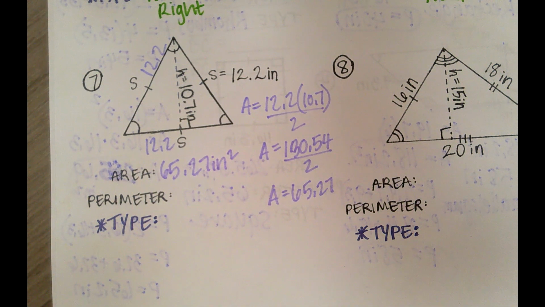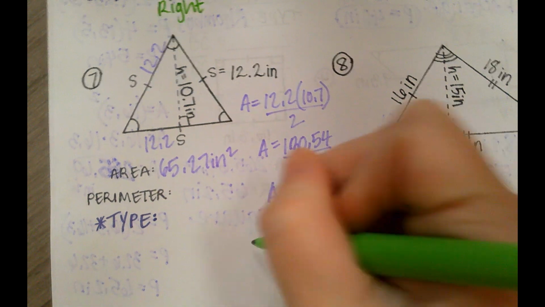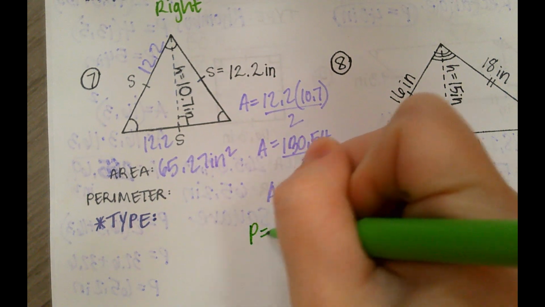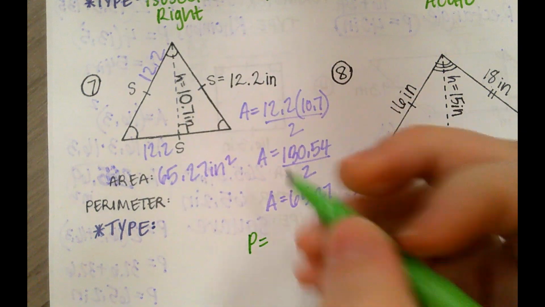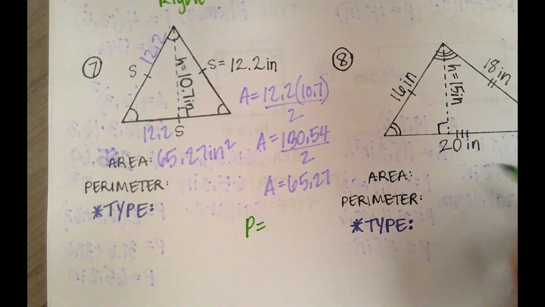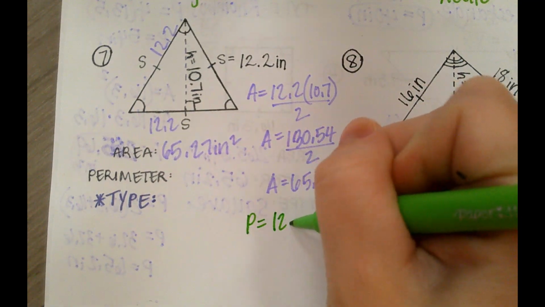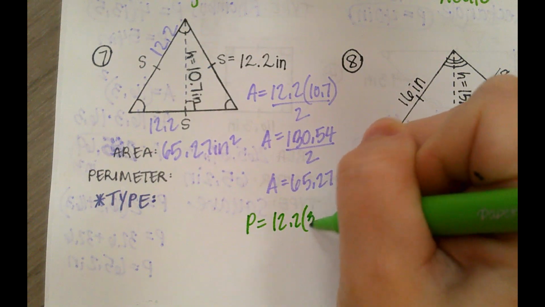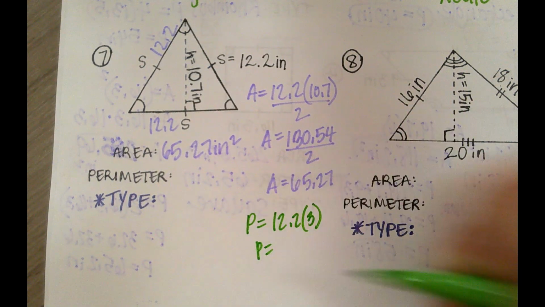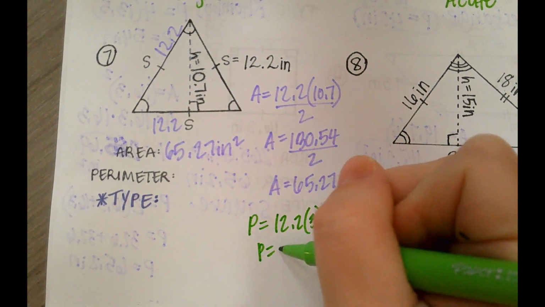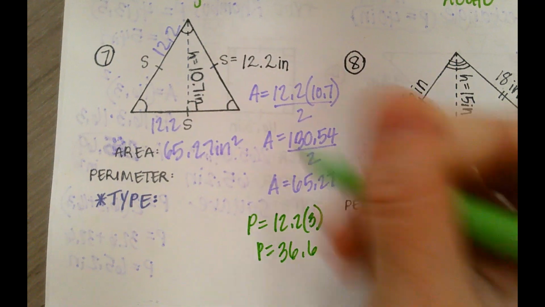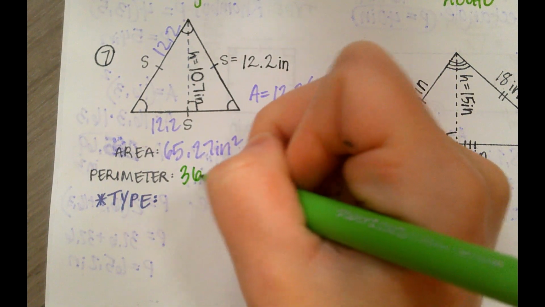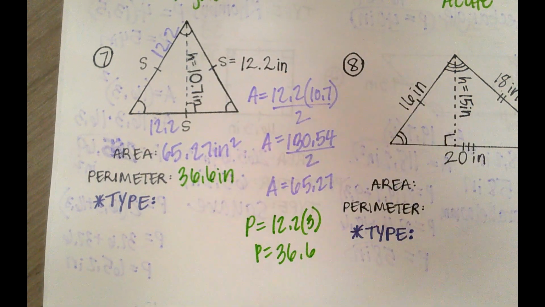Find perimeter. 12.2 times 3. Perfect. I've got 3 sides, all of them are 12.2. So let's just take 12.2 times 3. You get 36.6 inches. Perfect. 36.6 inches. And what type of triangle is this? Equilateral. Good.